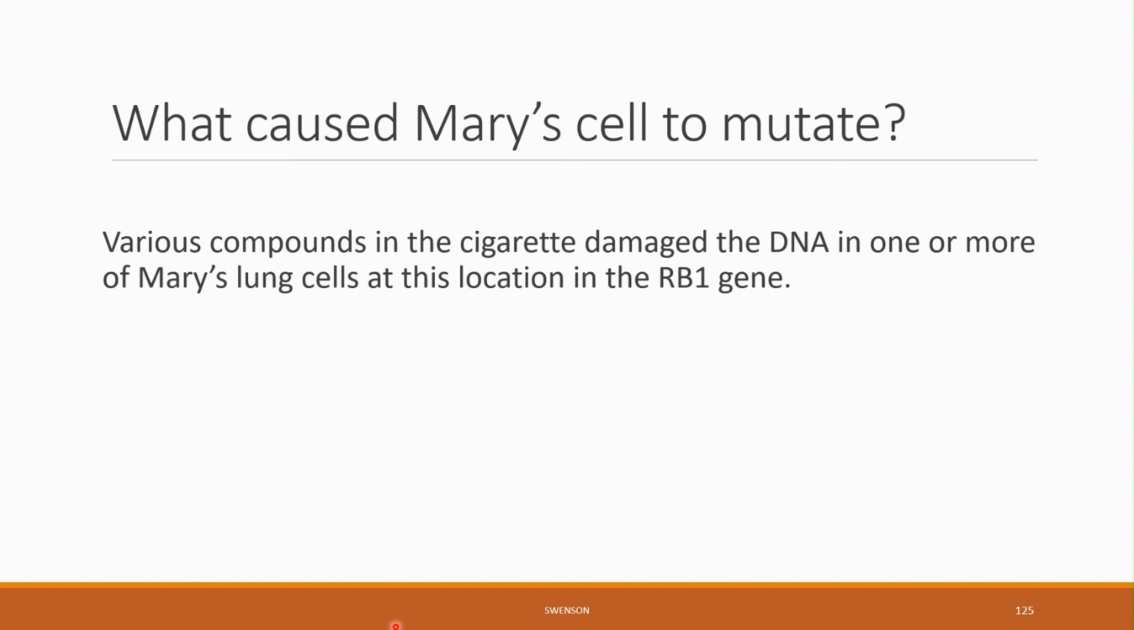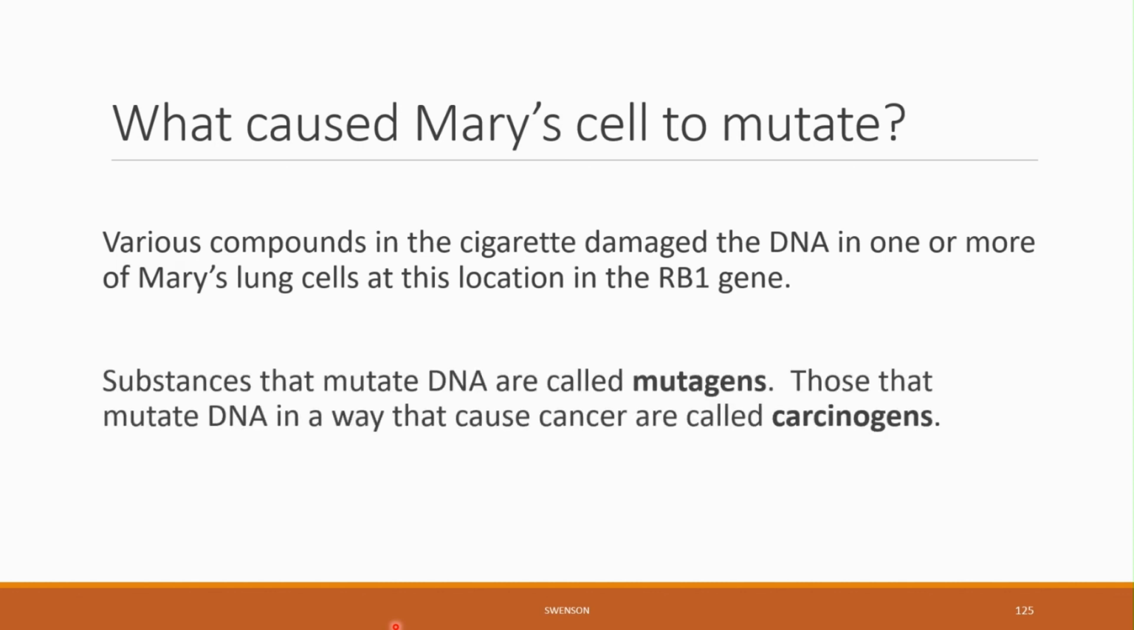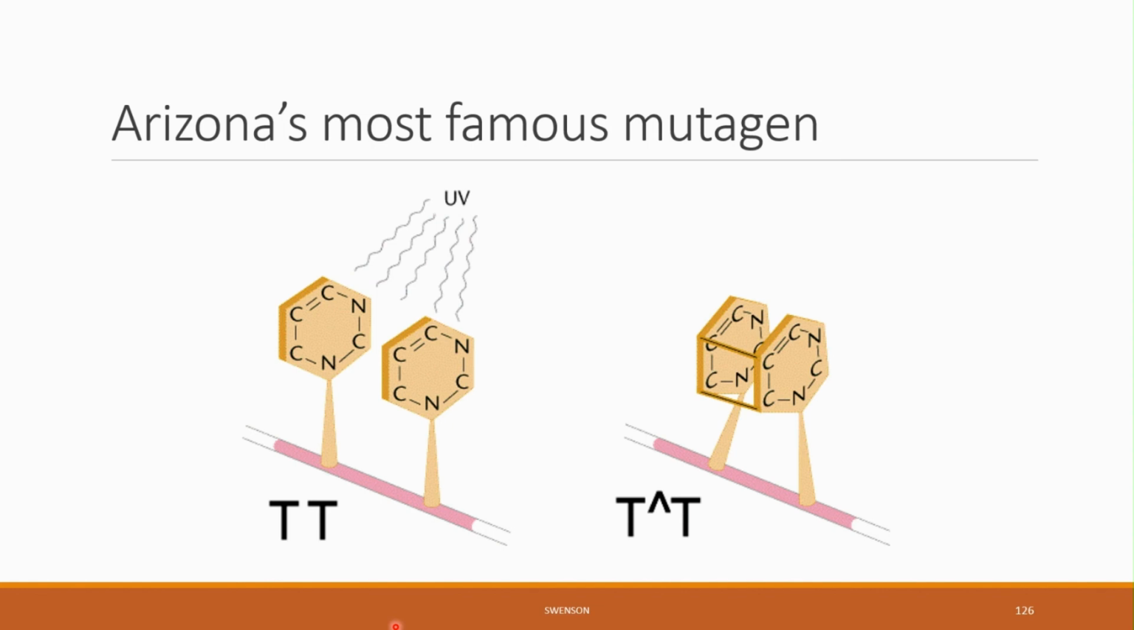Various compounds in the cigarette damaged the DNA in one or more of Mary's lung cells at this location in the RB1 gene. A substance that mutates DNA is called a mutagen. Those that mutate DNA in a way that causes cancer are called carcinogens.